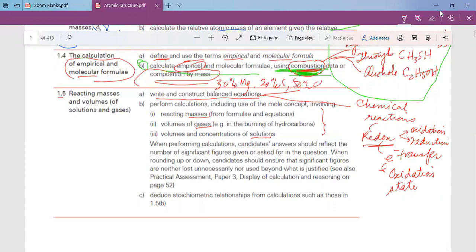Oxidation states, or sometimes we call it oxidation number. Well, in Form 5, you call it valency. Okay, whatever you call it, doesn't matter. You need to know this. So before we go into construct balance equations here, we need to look at these oxidation states.